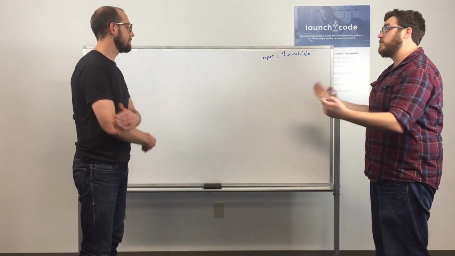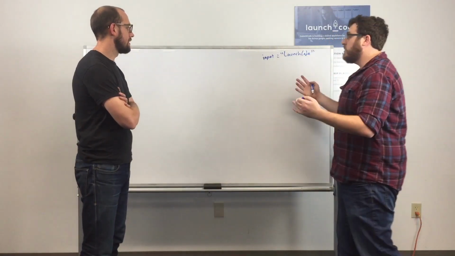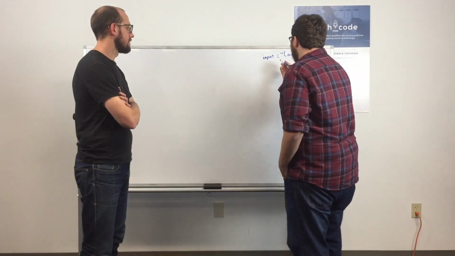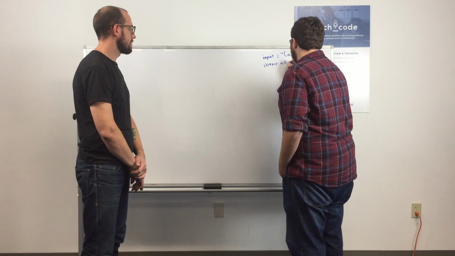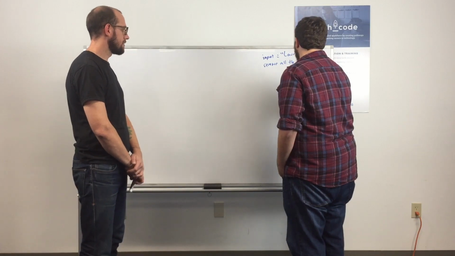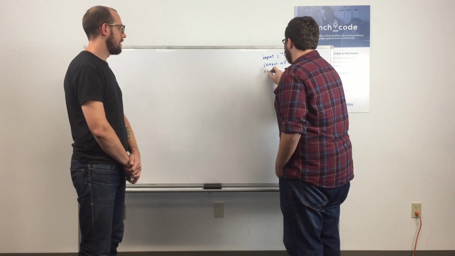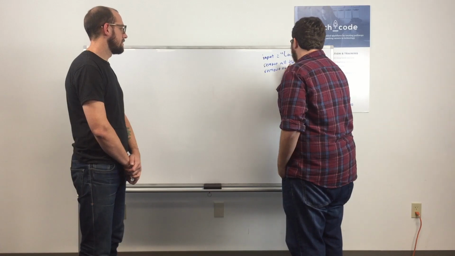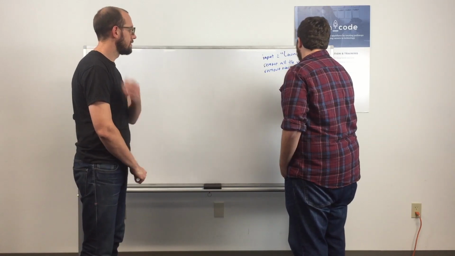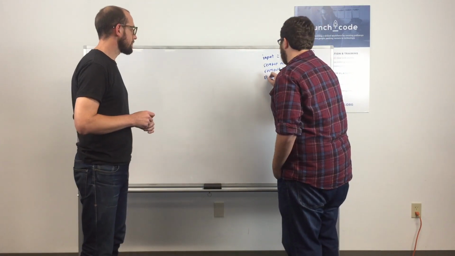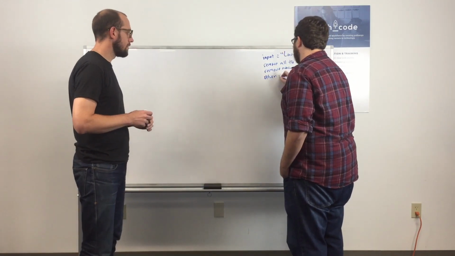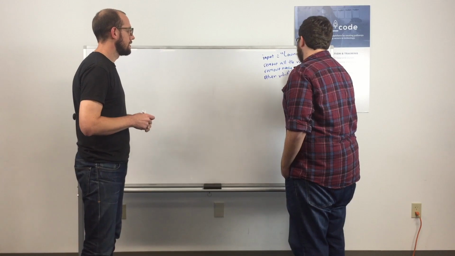Essentially, what our objective is, we need to do a couple of different things to this string. First of all, we need to remove all the vowels from the string. And then we want to remove every other character from the string. And then finally, we want to return whatever's left. Does that make sense?